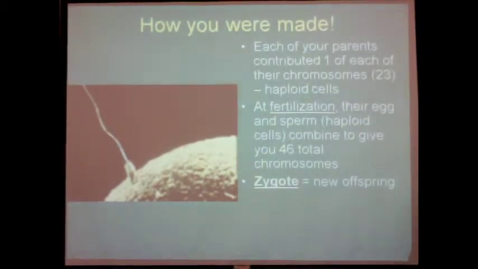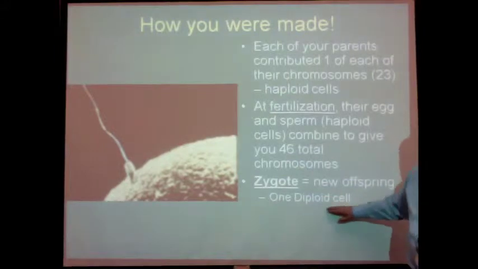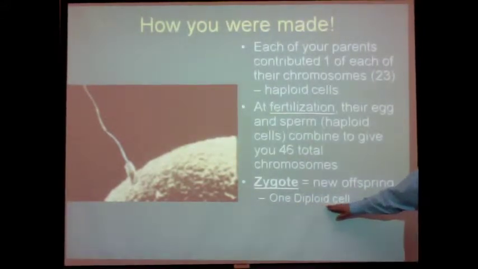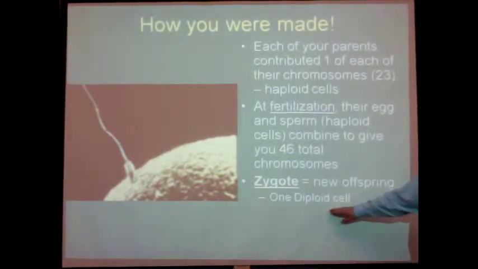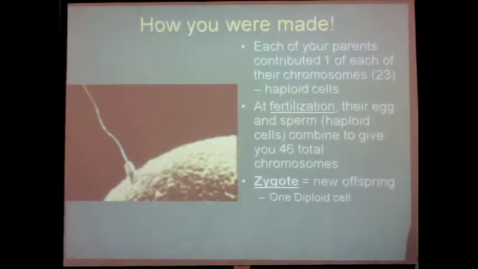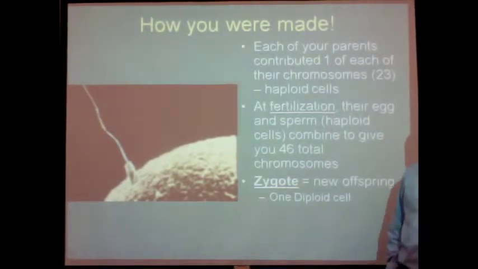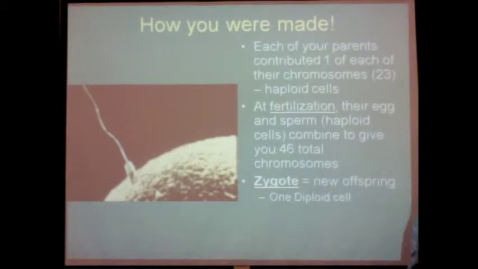Zygote, the new offspring. Like I mentioned before, 46 total chromosomes. Another way of putting that, a little bit easier, is that now this offspring, this zygote, is one diploid cell.